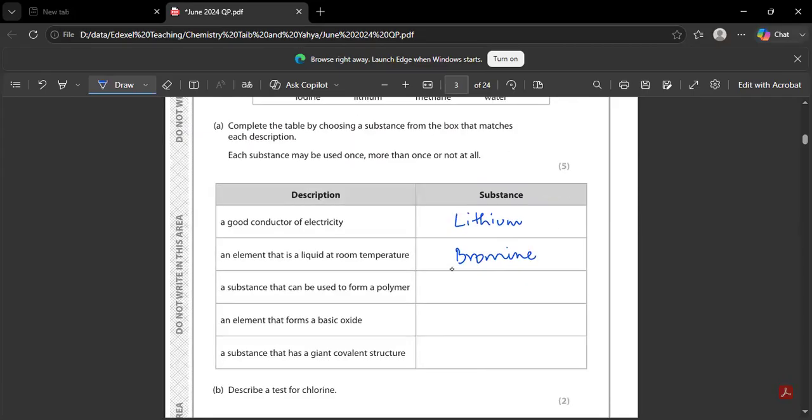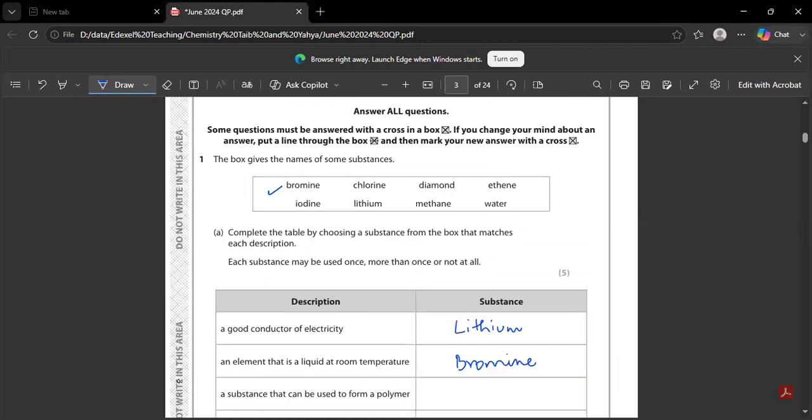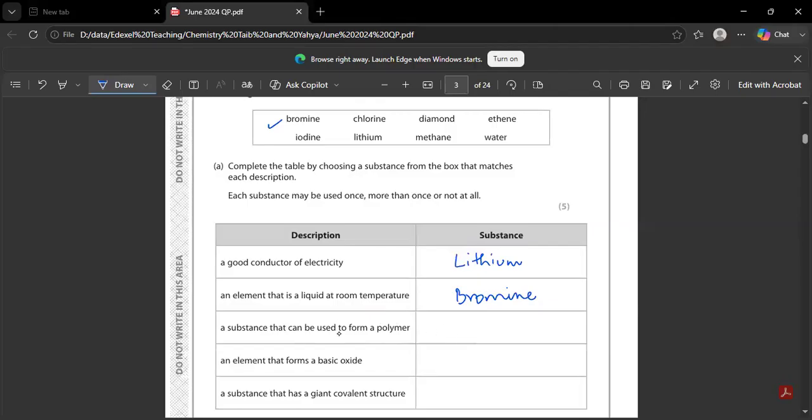A substance that can be used to form a polymer. Can you show the options again? So a substance that can be used to form a polymer should be ethene, right? Because polyethylene is formed using ethene.